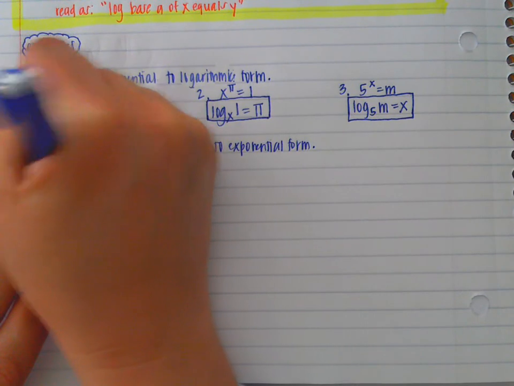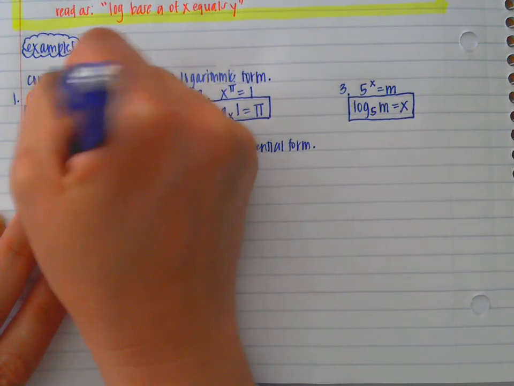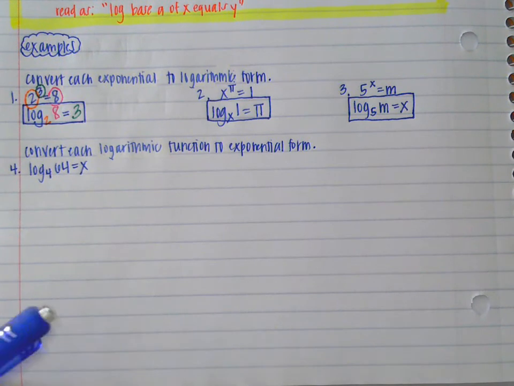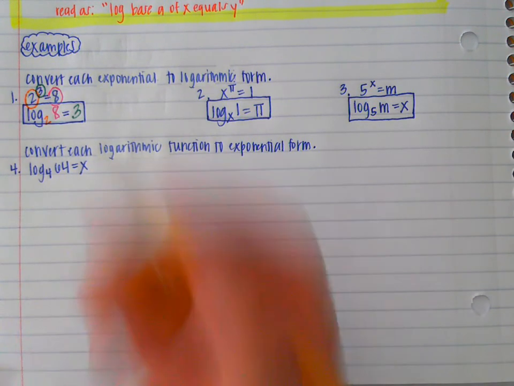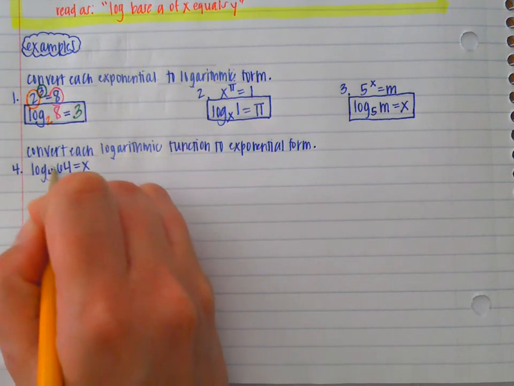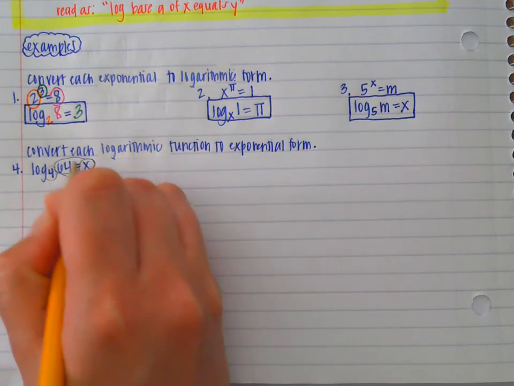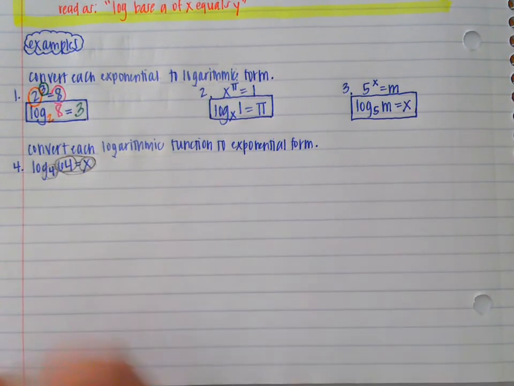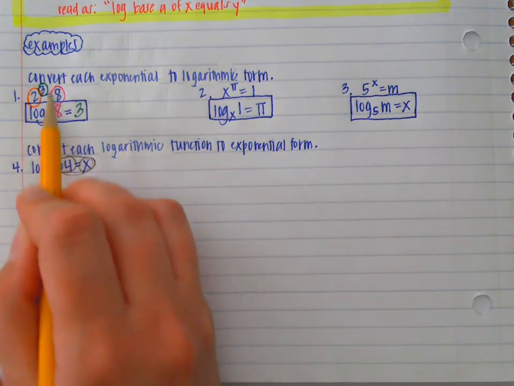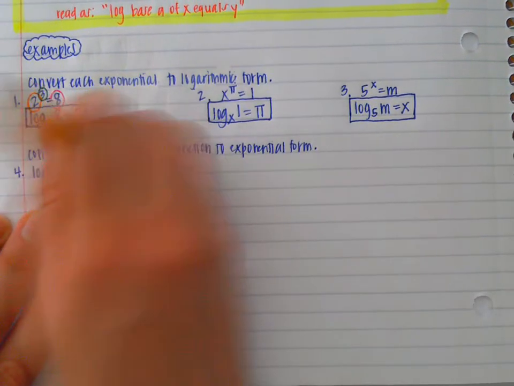So if I gave you log base 4 of 64 equals x, how would we rewrite that as an exponential? Again, you can do that loop-de-loop thing. It works the same way going from exponential to logarithmic as it does going from logarithmic to exponential. So that would be 4 to the x power equals 64. It's like you're grabbing the first all the way out into the middle. So if that helps, great.